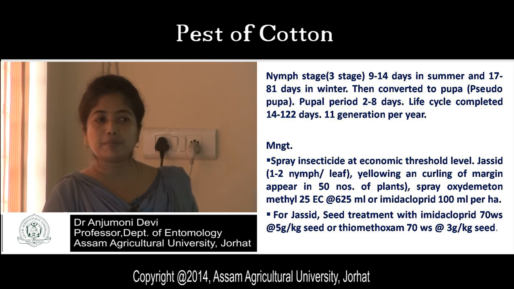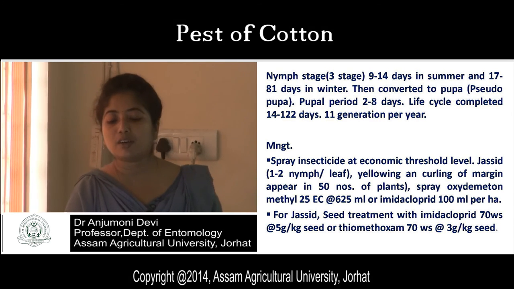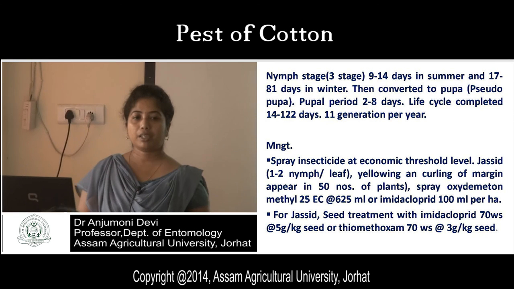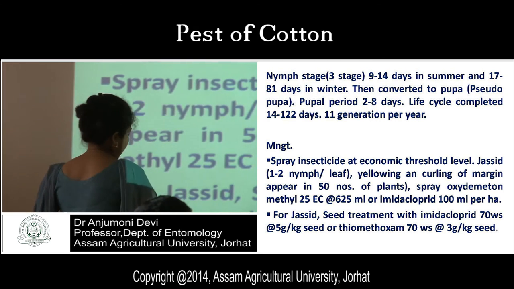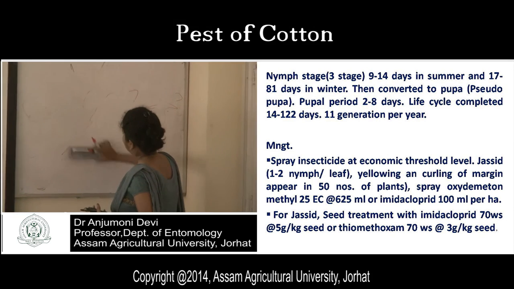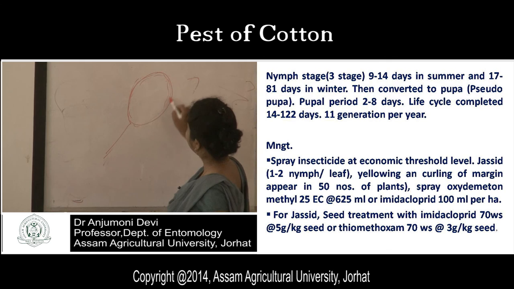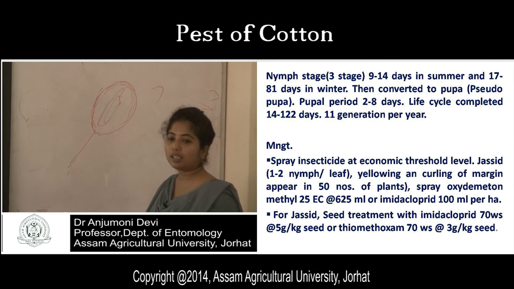As the insect is hemipteran, there is no true pupal period. All are nymphs, 17 days in summer and 81 days in winter. Then this nymph is converted to pupa, but this pupa is called pseudopupa because the insect is hemipteran. So the life cycle is completed in egg, nymphs and adults, and there is one stage, that is pupal stage. In this pupal stage, there is a transparent covering-like structure, and inside the structure, the nymph is present. And this pupa is called pseudopupa.